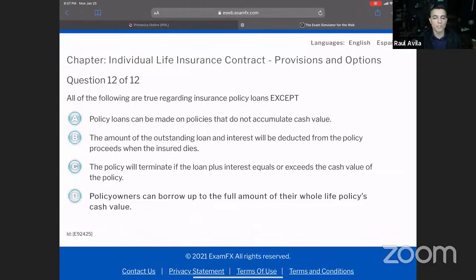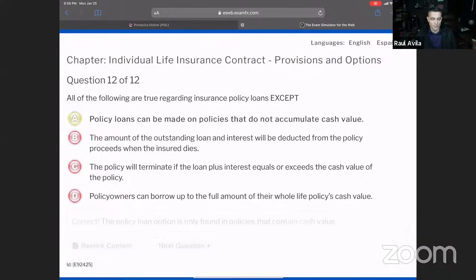All of the following are true regarding insurance policy loans, except: A, a policy loan can be made on policies that do not accumulate cash value. B, the amount of the outstanding loan and interest will be deducted from the policy's proceeds when the insured dies. C, the policy will terminate if the loan plus interest equals or exceeds the cash value of the policy. D, policy owners can borrow up to the full amount of their whole life policy's cash value. All of the following are true regarding policy loans, except policy loans can be made on policies that do not have cash value.